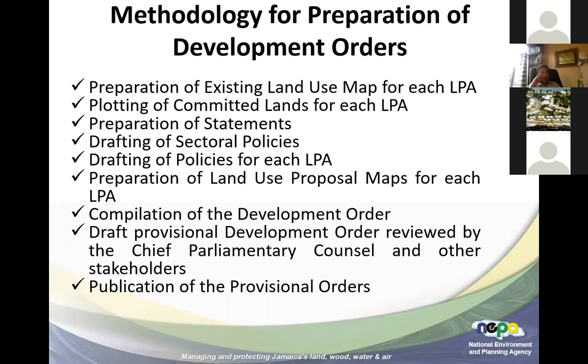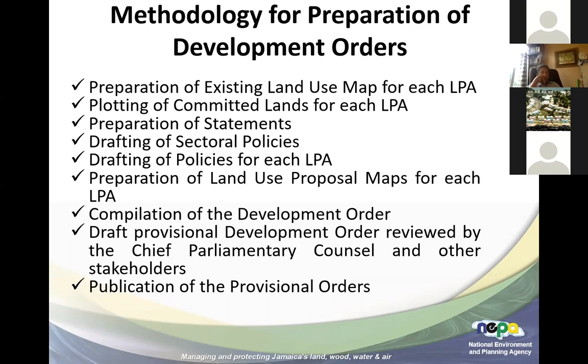We also prepare land use proposal maps. So once we have assessed the existing land use, we look at the development trends, we look at the opportunities for growth within the areas. We prepare a land use proposal map, which is intended to guide development within the order area and the local planning areas for the next 5 to 10 years. Even though going forward, it is the intention of the agency to revise and update development orders every 5 years.